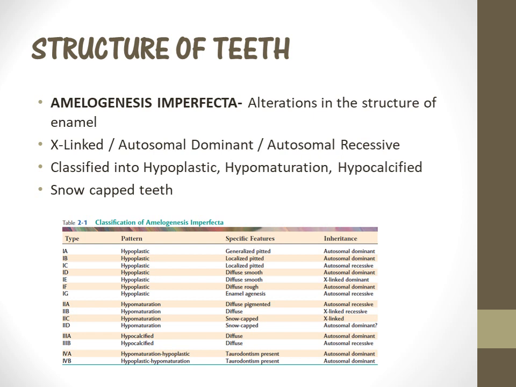Okay, so this amelogenesis imperfecta is classified into three types: hypoplastic, hypomaturation, and hypocalcified. They are most commonly known as snow-capped teeth. So this is the perfect classification for an amelogenesis imperfecta. You don't have to know the complete classification of all these things, but I would recommend at least you should know hypoplastic, hypomaturation, and hypocalcified types, and it is called snow-capped teeth.